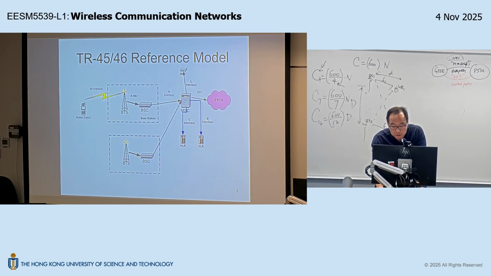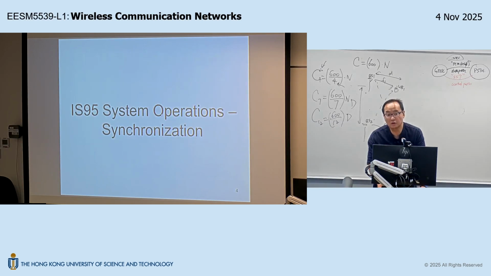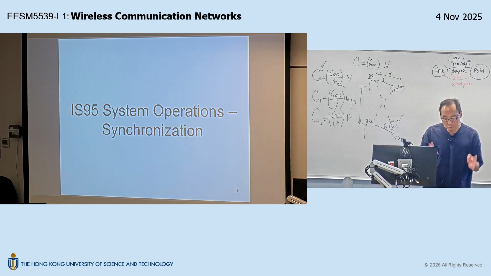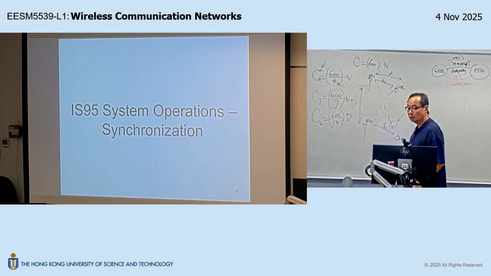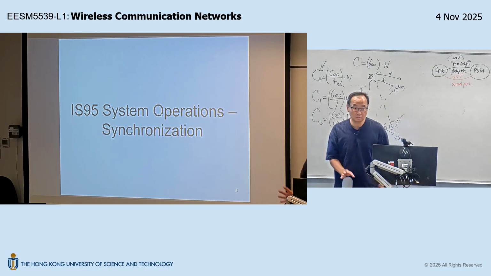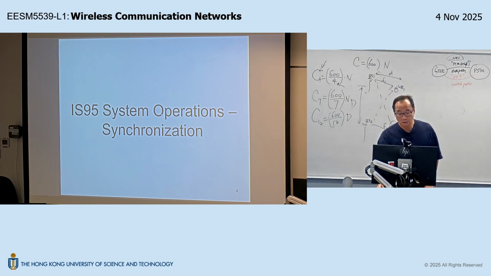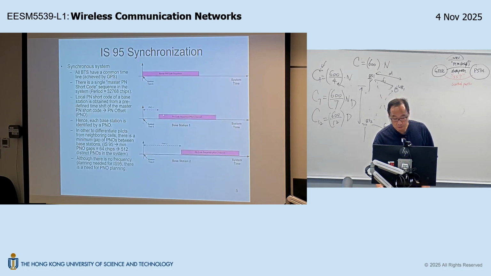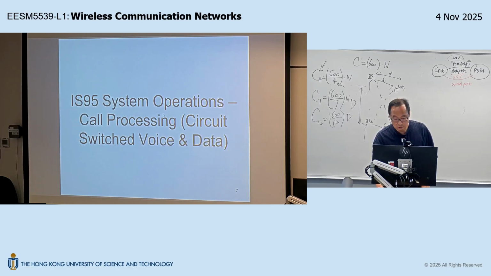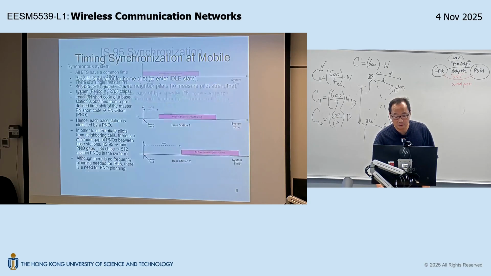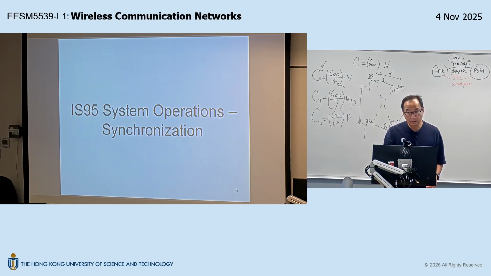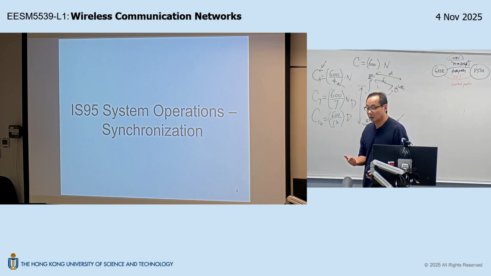So now let's focus on this radio access interface. Now in IS95, in order to understand IS95 operation, which is a CDMA system, in fact, in order to understand the operation of any CDMA system, you need to ask for the three major important components. First one is called call processing. Call processing means how do you set up a connection.